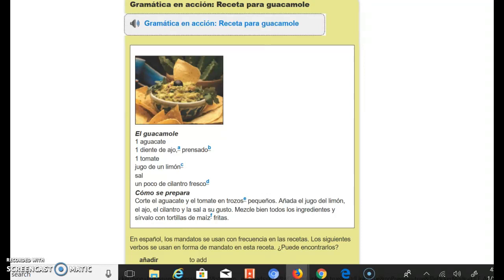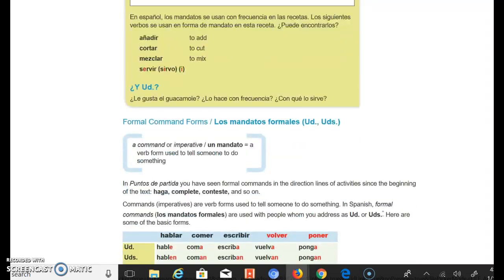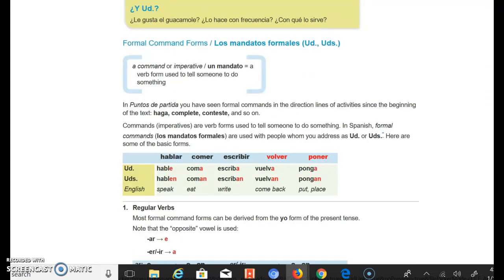So to make a command of añadir, you change the IR to A for an usted command, which is the same thing as a formal command. So it would be añada. Cortar, the AR goes to E, corte. Mezclar, the AR goes to E, mezcle. Servir, it's an IR verb, so it goes to A, sirva. You notice there's a stem change in there, and that's also in the command sirva. And the V is sometimes pronounced like sirva, but for absolute standard Spanish, the V would be pronounced like a B, a very soft B, sirva.